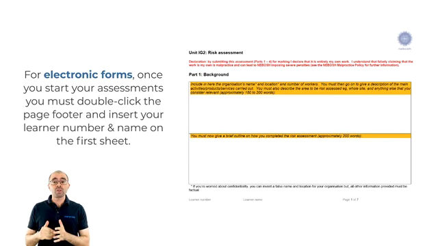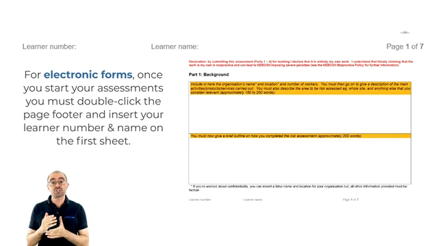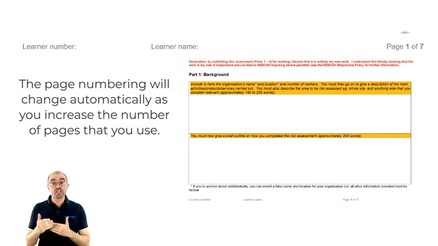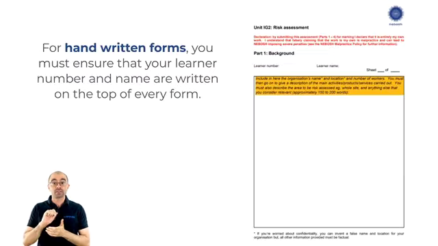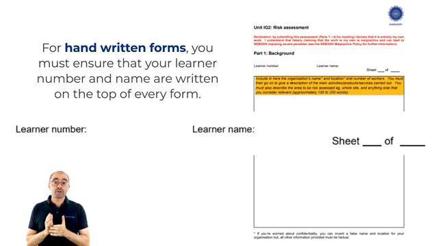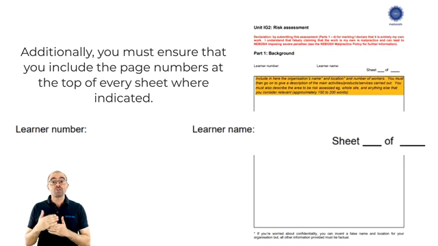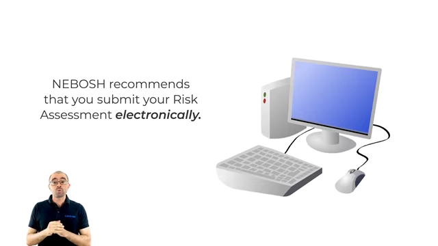For electronic forms, once you start your assessment, you must double-click the page footer and insert your learner number and name on the first sheet. The page numbering will change automatically as you increase the number of pages that you use. For handwritten forms, you must ensure that your learner number and name are written on top of every form. Additionally, you must ensure that you include the page numbers at the top of every sheet where indicated, for example, page 3 of 8. NEBOSH recommends that you submit your risk assessment electronically.